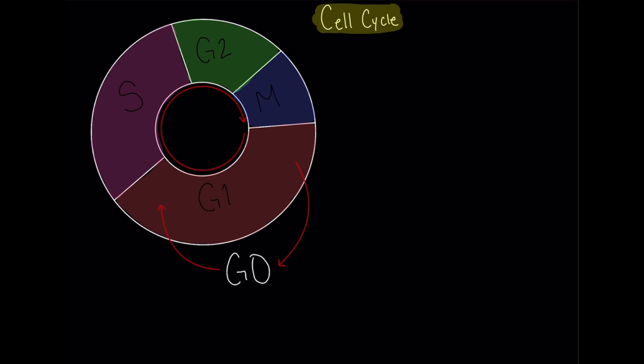Now, what is the cell cycle? The cell cycle is a series of events that replicate DNA and cause cell division. It is divided into two phases, interphase and mitosis. Interphase is divided into G1, S, and G2. G1 stands for gap 1, S for synthesis, and G2 for gap 2.